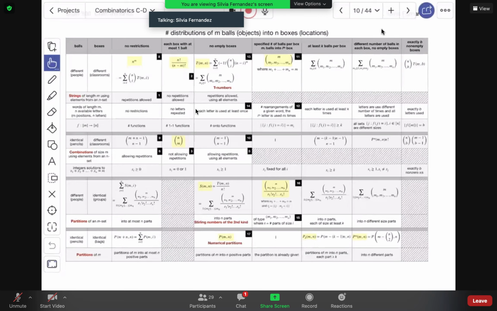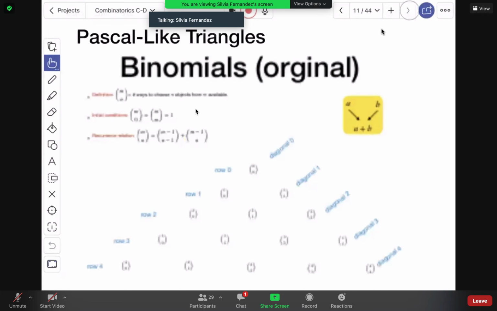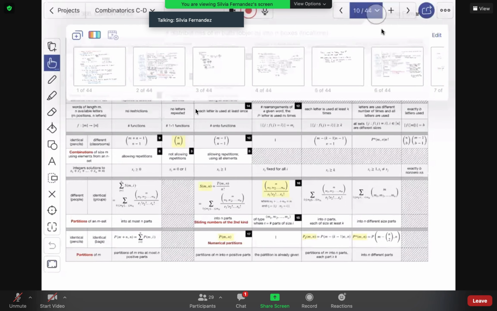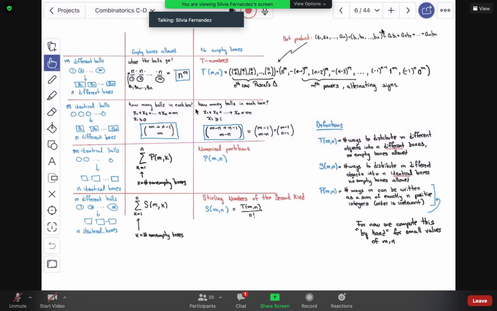And then I also added something I'm going to use today that's called Pascal-like triangles. I'll tell you what those are. So, going back to this distributions table, we did a little bit of it before. So this table that I was trying to complete last time is part of it.